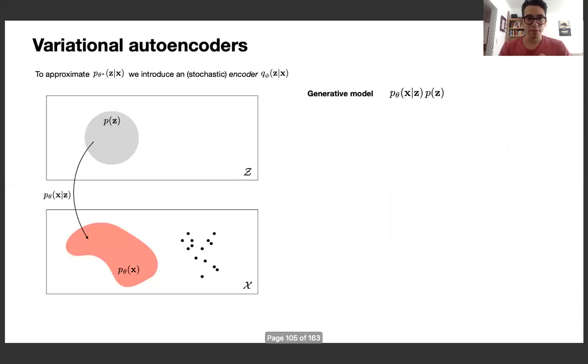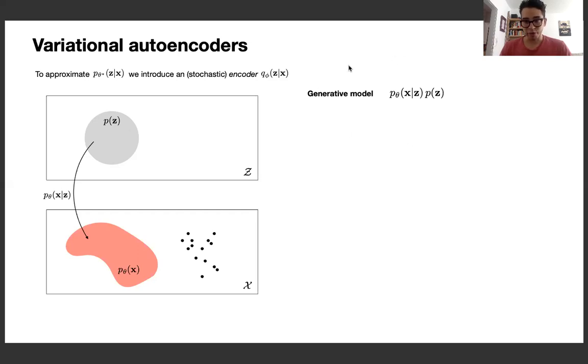So what we want is to get the true posterior distribution after we have seen the data. We cannot compute it, so we want to approximate it. What we do is introduce what we call a stochastic encoder, which is going to be another function. We call it here Q of phi. The formalism that I'm going to describe now is what is called the variational autoencoder formalism.